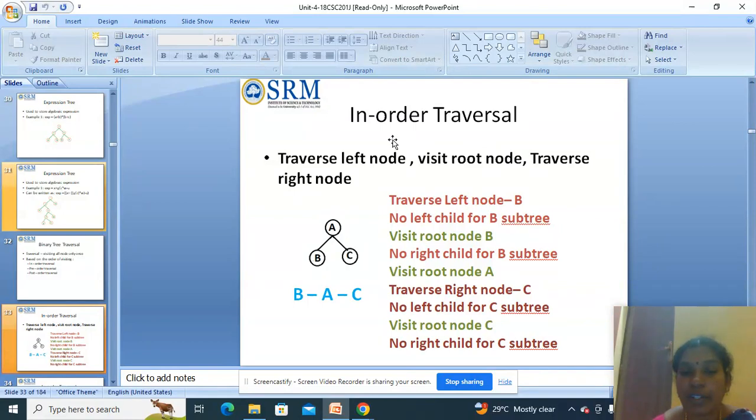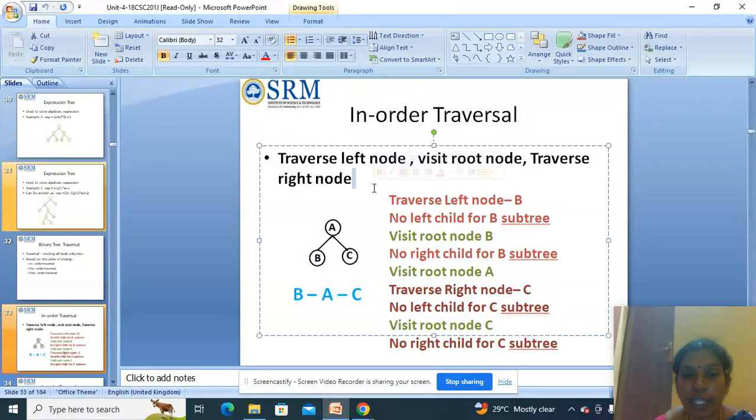We have a formula for in-order traversal, how to visit the tree. First, we have to visit the left node, and then next we have to visit the node part, that is the root part. Then next we visit the right node. So the order is left, node, and right. For example, I will type here: the order is L, N, and R. So this is the order of visiting in in-order traversal.